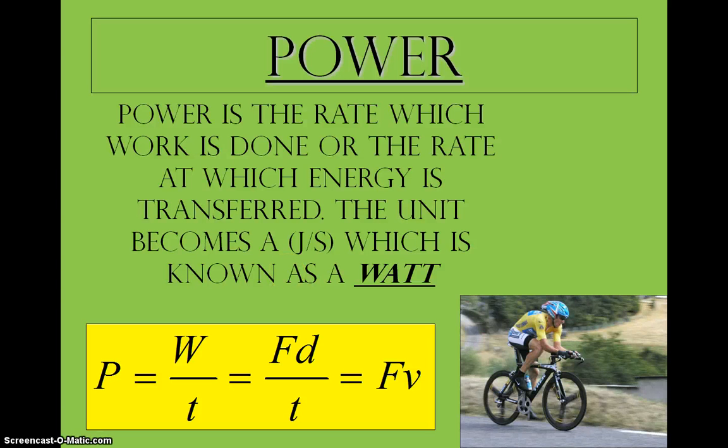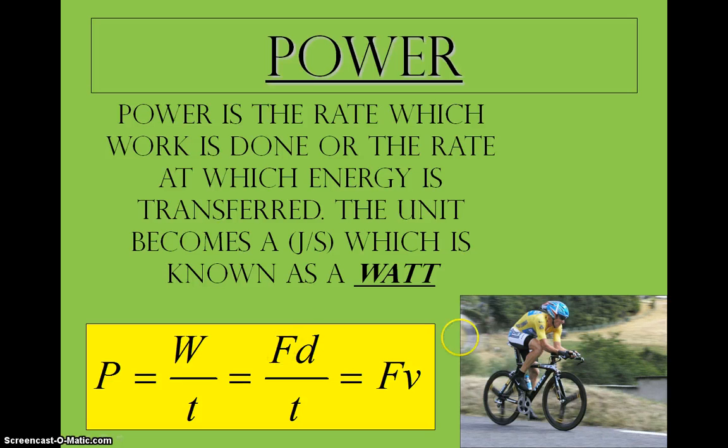So in this video we're going to discuss power, and the definition of power is the rate at which work is done, or the rate at which energy is transferred. So remember that work and transfer of energy are the same. Now, whenever you see the rate at which something is done, that is going to be that over time. So the equation for power is work over time or change in energy over time. And so the unit is joules over seconds, which we call a watt.